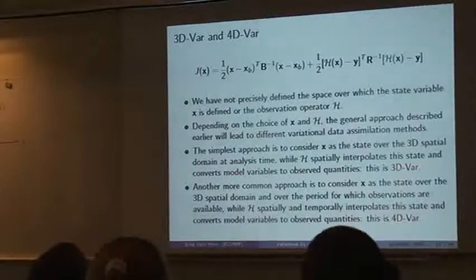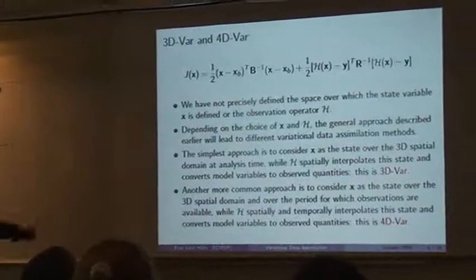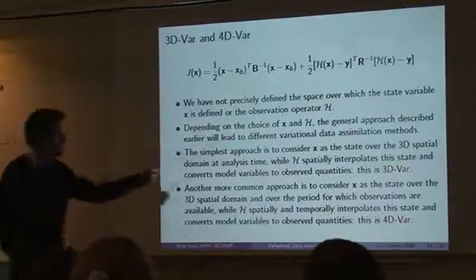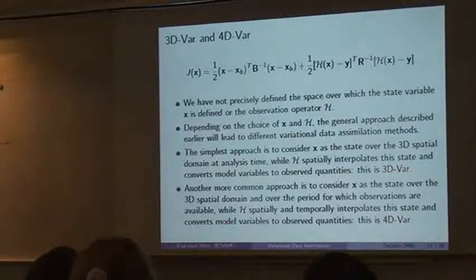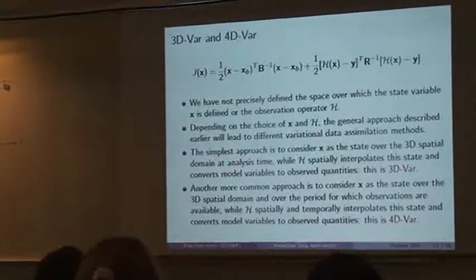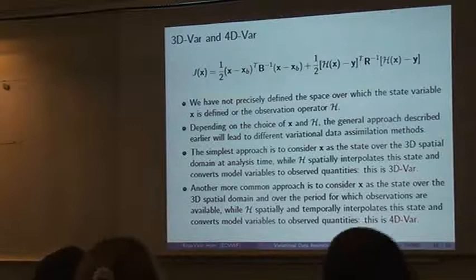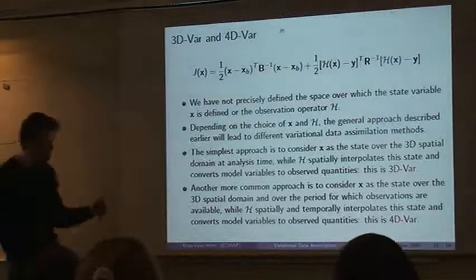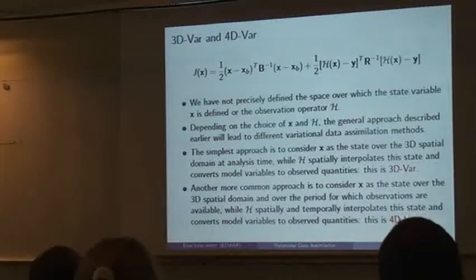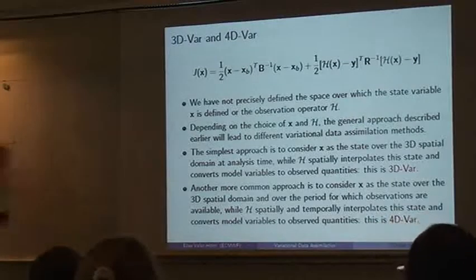So, what we do now in practice is that we need to define the space over which we have this state variable and observation defined. And depending on a little bit how you do this, you can end up with different approaches. The simplest approach is like this.